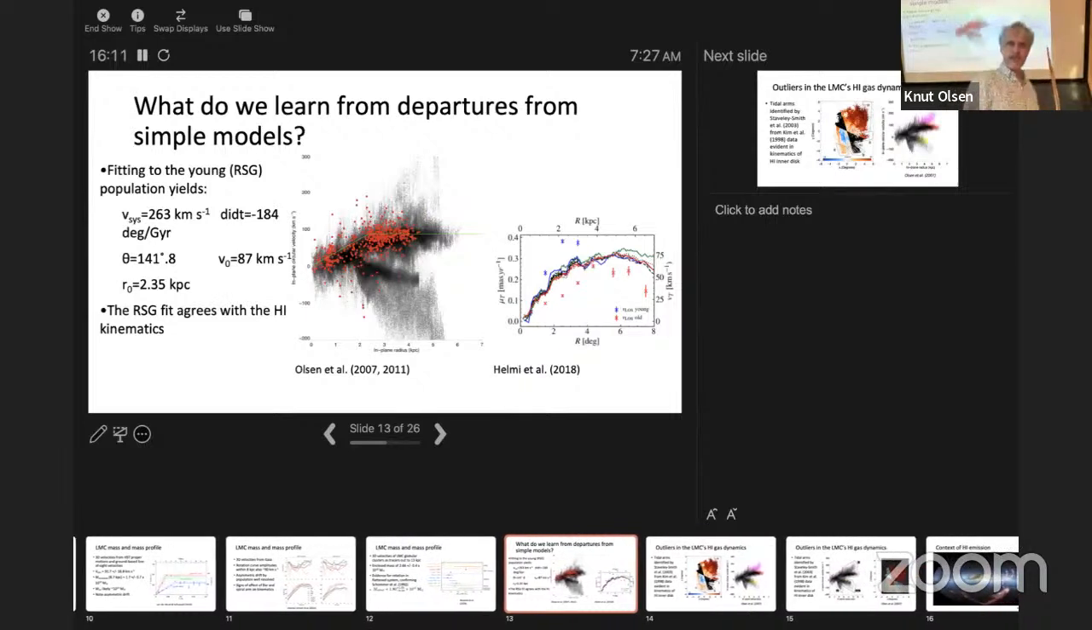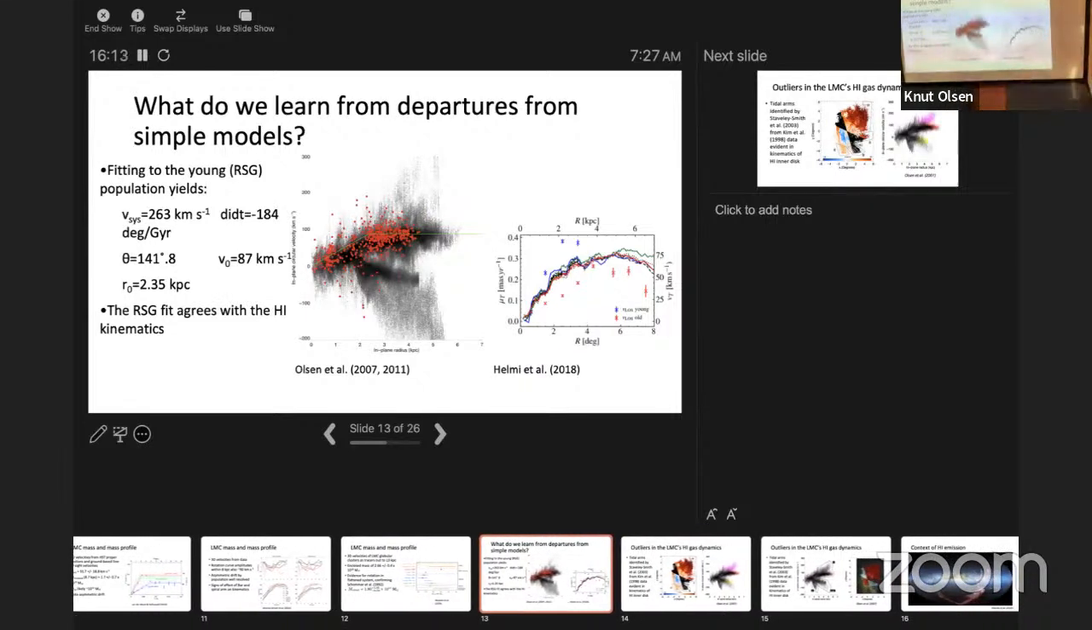Okay, having done lots of the work on fitting the basic rotation curve, this is from a paper that we published some years ago now. We're fitting to the young red supergiant population. I'm out of practice. Sorry about that.